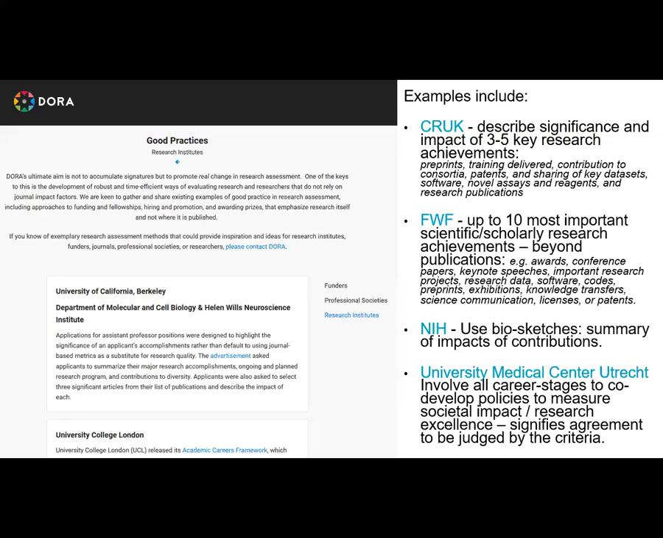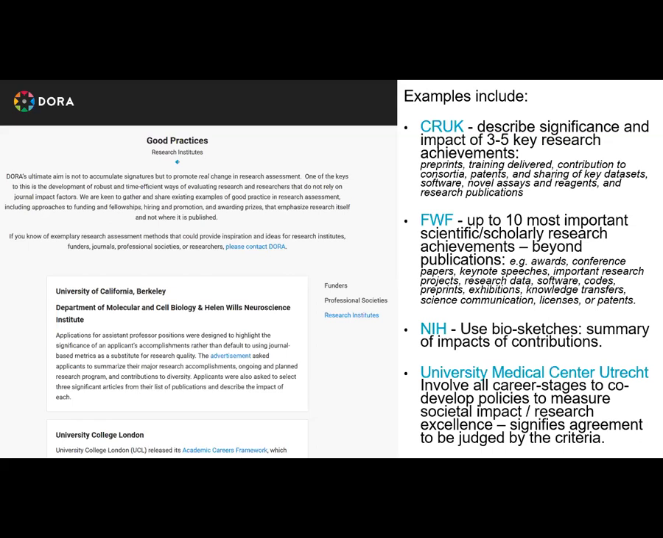But basically, some examples highlighted on those slides: you can look at the significance and impact of 3 to 5 key research achievements. And those research achievements could be broader than just journal articles. They could be preprints, for example, if they are highly cited, or even training delivered, or sharing key data sets or software, or the impact of patents or some other innovations in addition to research publications.